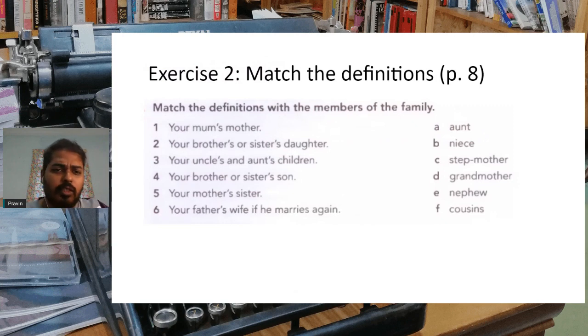Okay, we're going to do exercise 2. We are moving to exercise 2. It's already 12 minutes already, so we are going to try to make it a bit fast. Exercise 2. Match the definitions. Match the definition with the members of the family. You just kena padankan saja.